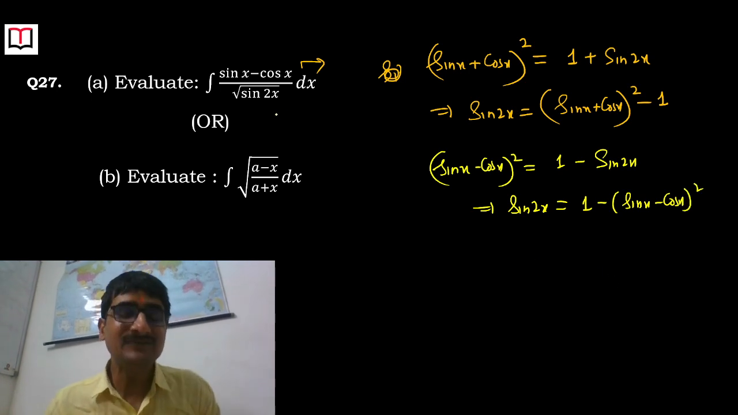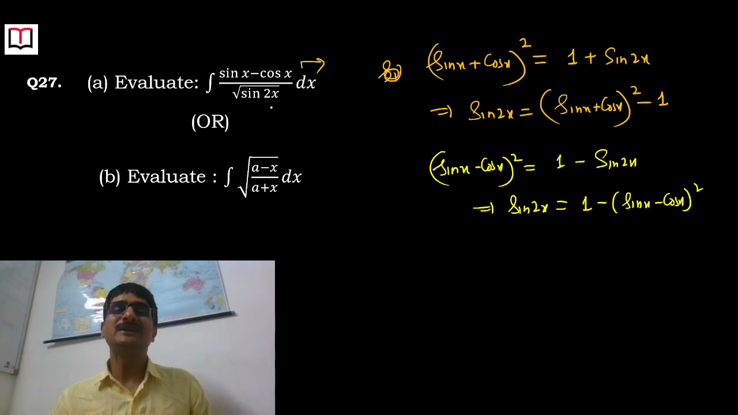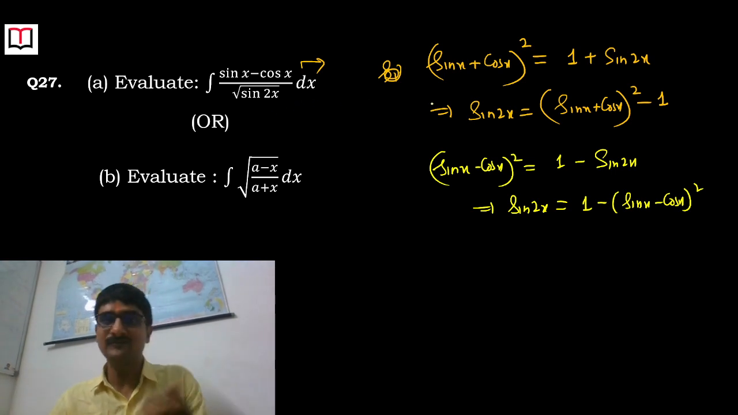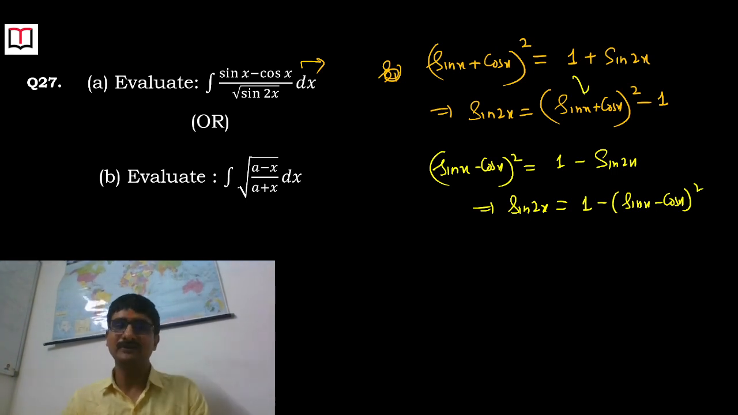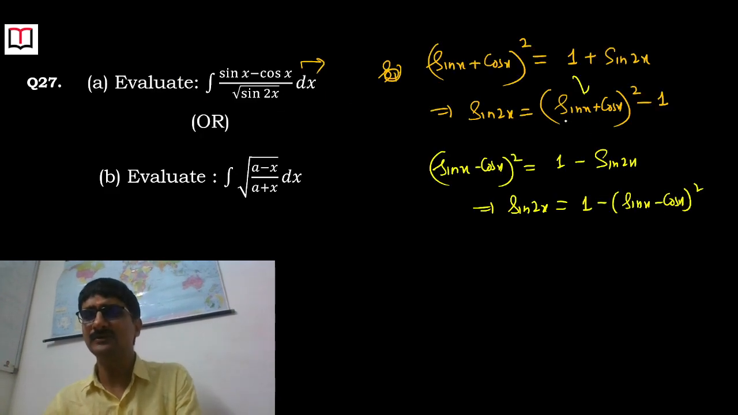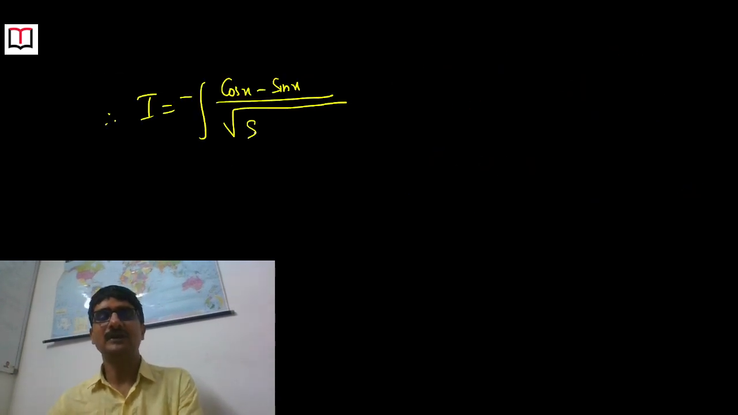See, which one are we going to use? We are going to use the one whose derivative is sitting in the numerator, and of course this is the one, because the derivative of sine plus cos is cos minus sine. So we'll reverse the sign here. Therefore, I will write my integral as minus times cos x minus sine x over under root of sine 2x to be replaced by this, sine x plus cos x whole square minus 1 dx.